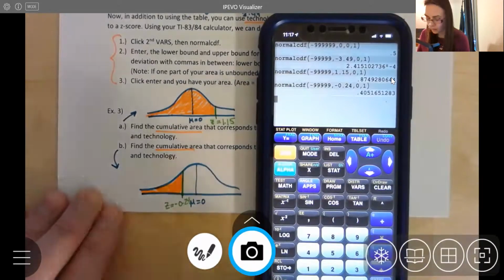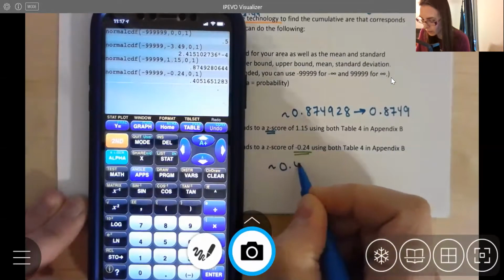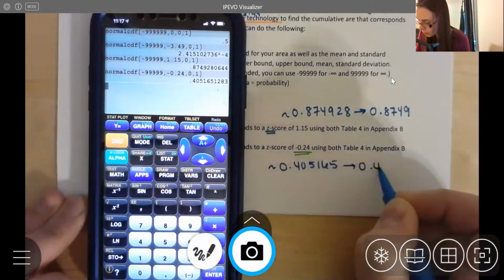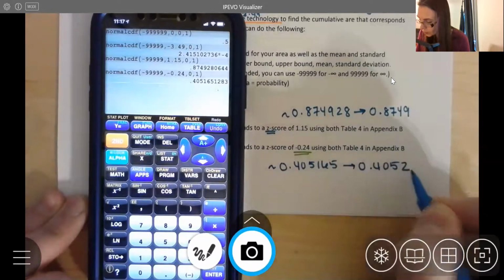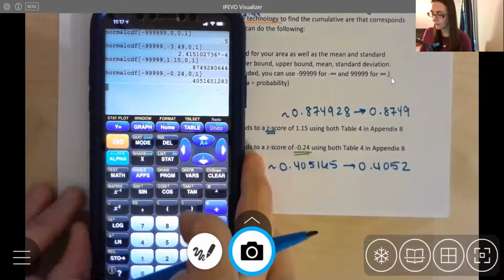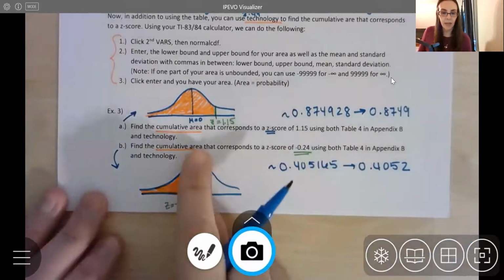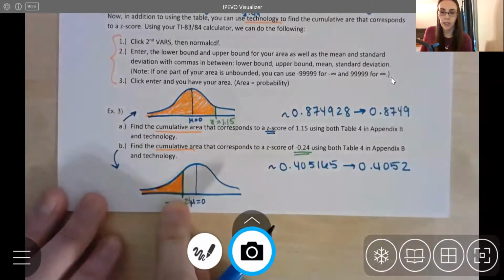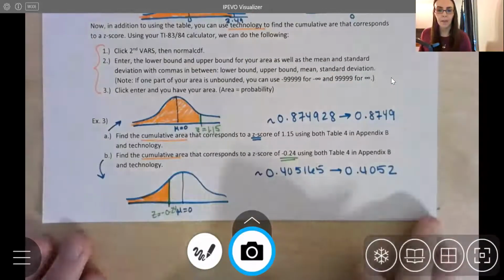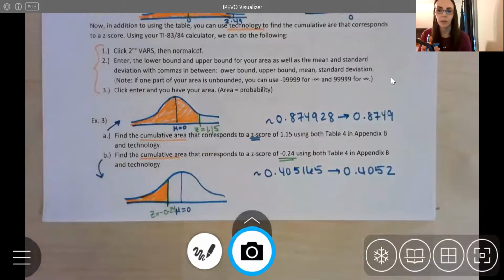And when I hit enter, I get about 0.405165, so 0.4052 if I round to 4 decimal places. And again, this makes sense that it would be less than 0.5 because the halfway point is at the 0 and we haven't reached it yet. So it's just a good idea to check to see if you're going in the right direction there. So this makes sense that our answer would be less than a half because we haven't got to the halfway point yet of the curve.